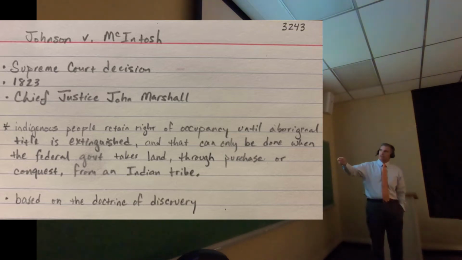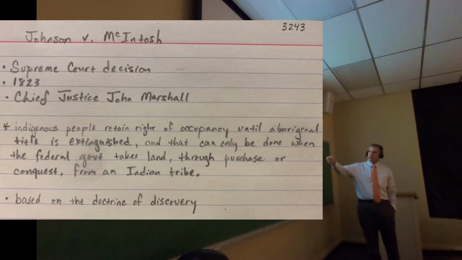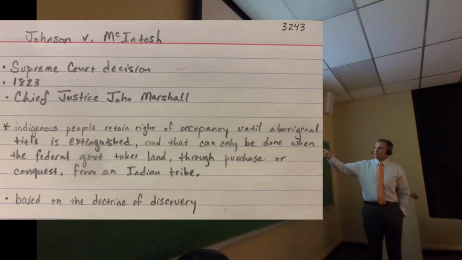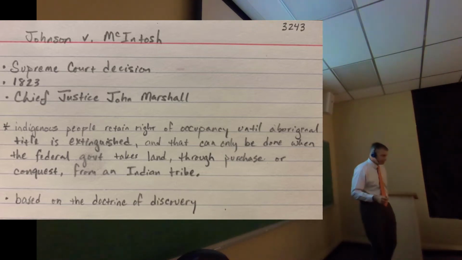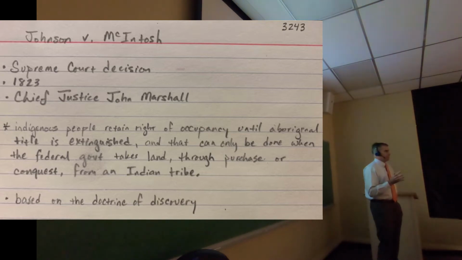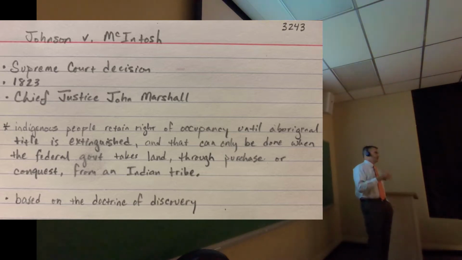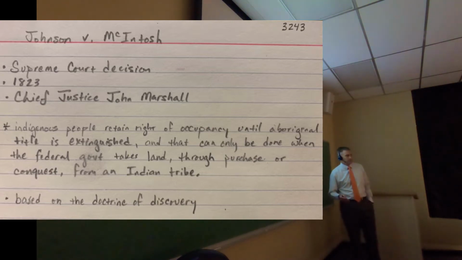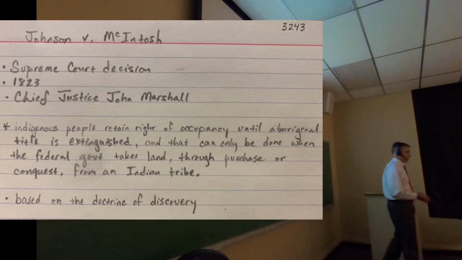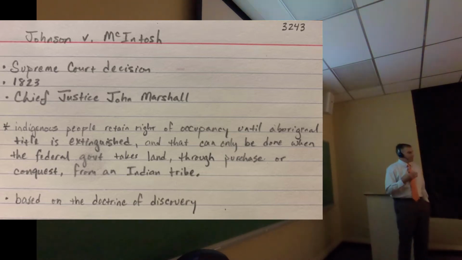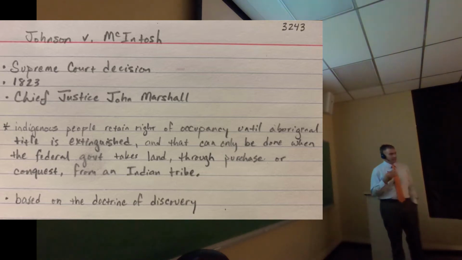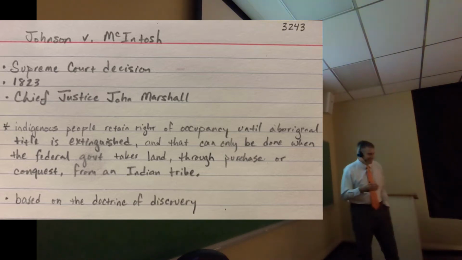Now, the United States federal government can take land by purchase or conquest and declare it free from Indian title, free from Aboriginal title. Why can it do that? Because Congress says it can. Now, fortunately, the United States has a tradition of not conquering, at least in most cases.